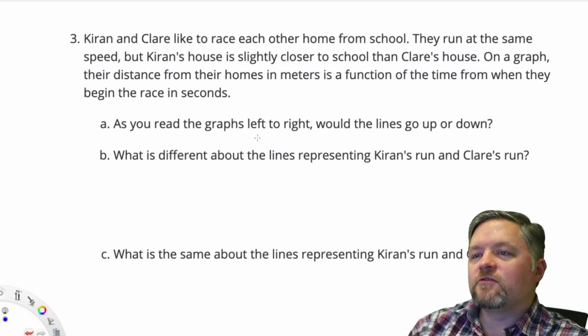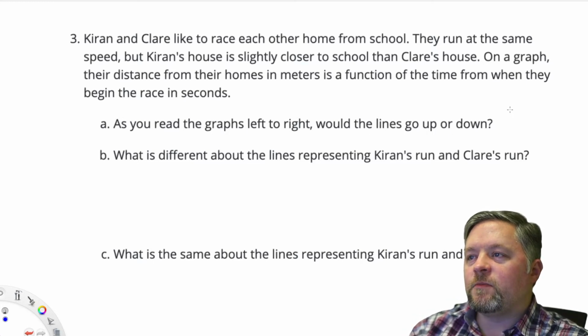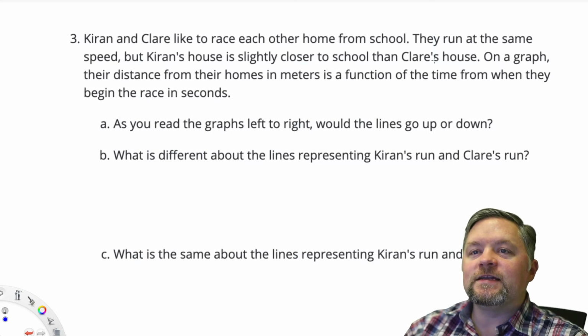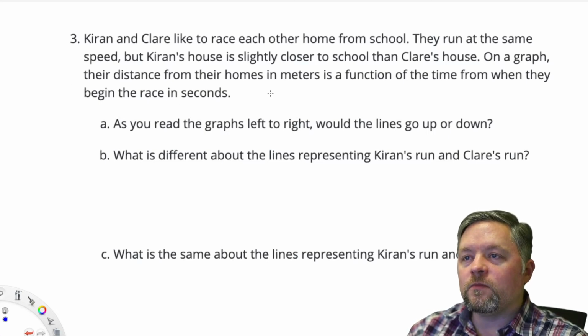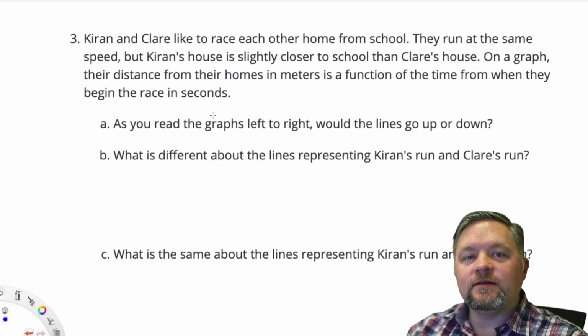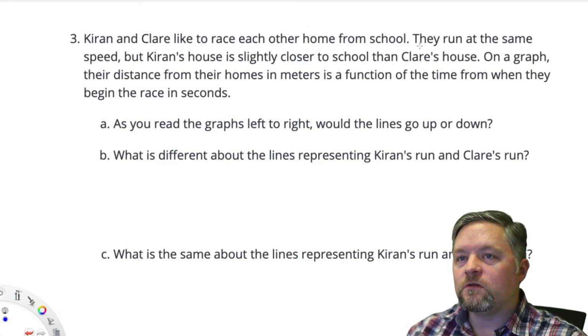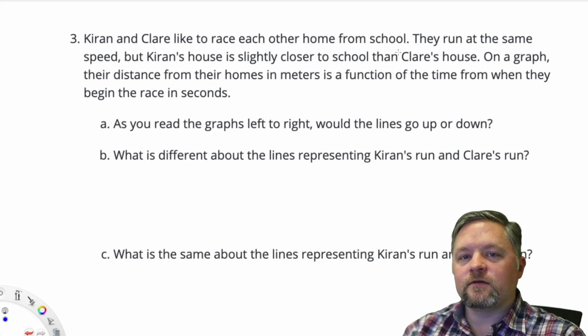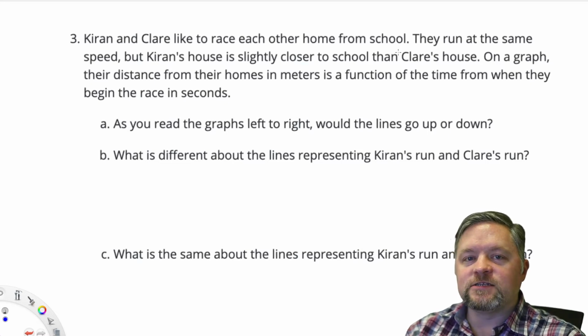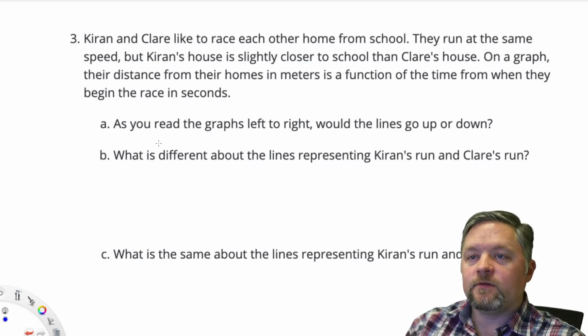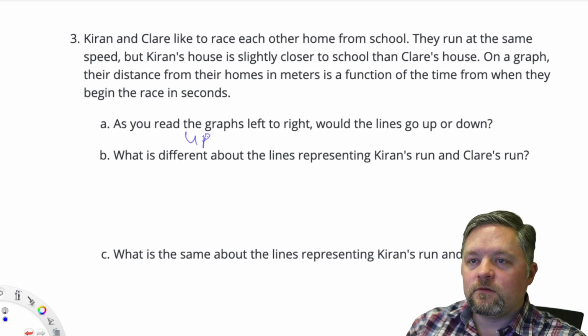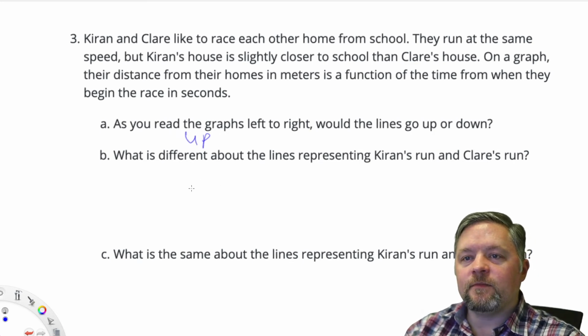As you read the graph left to right, would the lines go up or down? So we're looking at distance from their home in meters. If we're looking at distance from their home, and they're racing each other from home to school, they are going away from home, which means their distance from home would be going up. So those lines are going up.